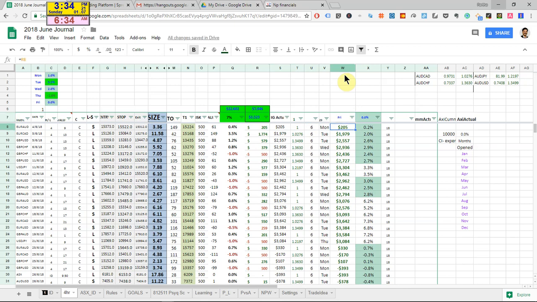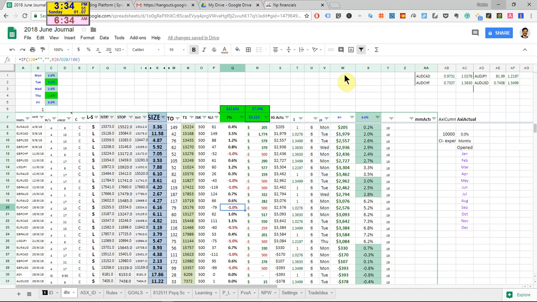So we started with $200 profit, then made 1,774. That makes 1,979. So plus 579, 2557, plus 379, 2936, minus 500, 2436. So these columns are cumulative. And this is year, 18 is the year. And this is month, 6 means June. And this is the day, Monday, Tuesday, and so on and so forth.